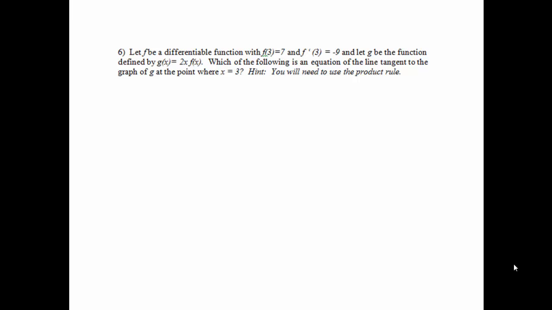Number 6, let f be a differentiable function with f of 3 equals 7 and f prime of 3 equals negative 9, and let g be the function defined by g of x equals 2x f of x. Which of the following is an equation of the line tangent to the graph of g at the point where x equals 3? And we will use a hint.